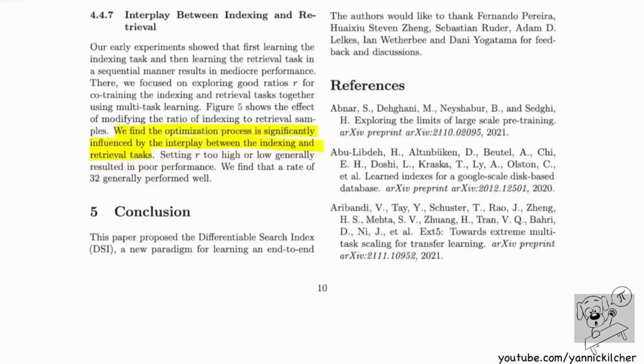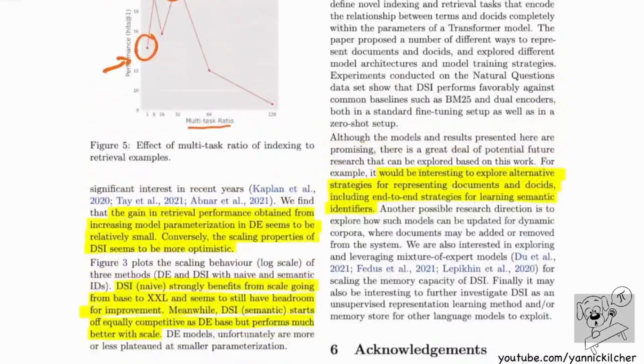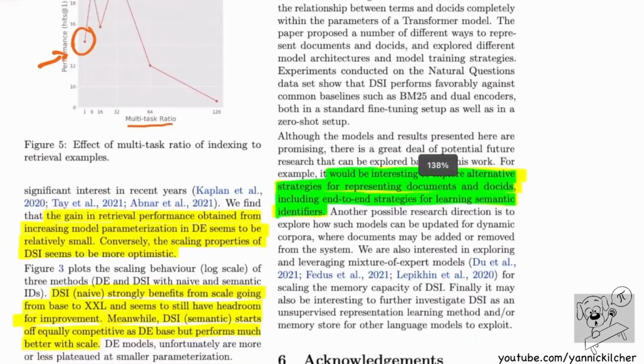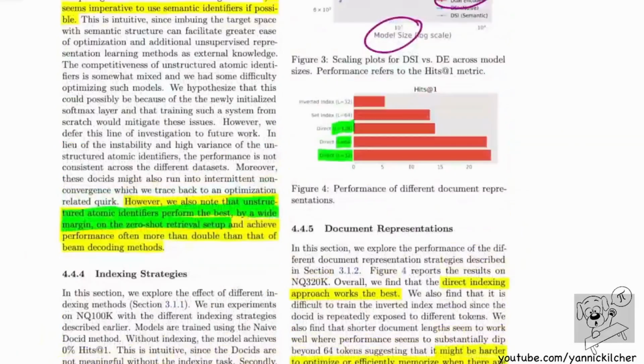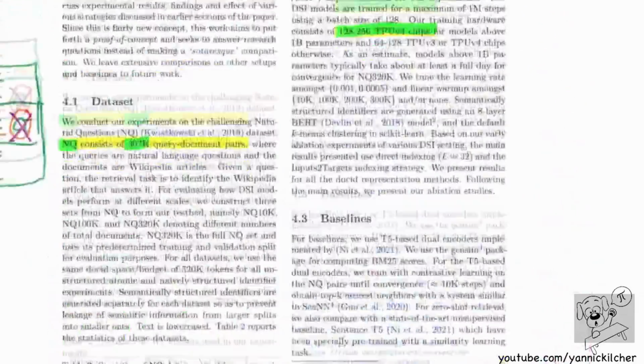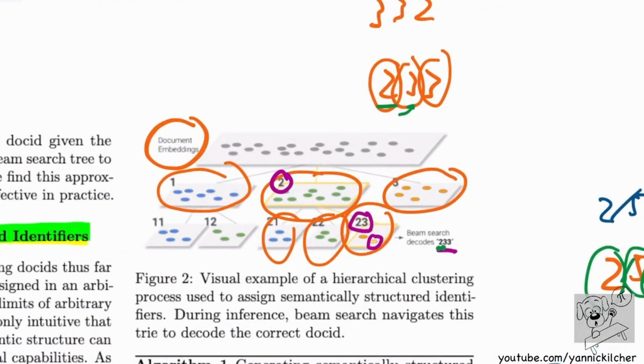Yeah, I wanted to say one more thing. Yes, so in their conclusion, they talk about document identifiers, and they say it would be interesting to explore alternative strategies for representing documents and doc IDs, including end-to-end strategies for learning semantic identifiers. That's what they say, because they're kind of unsatisfied with the way they represent the document IDs, because the height of their method is this hierarchical clustering, which also uses a separate encoder and so on.